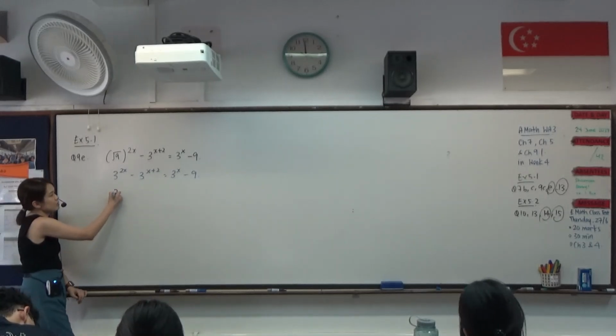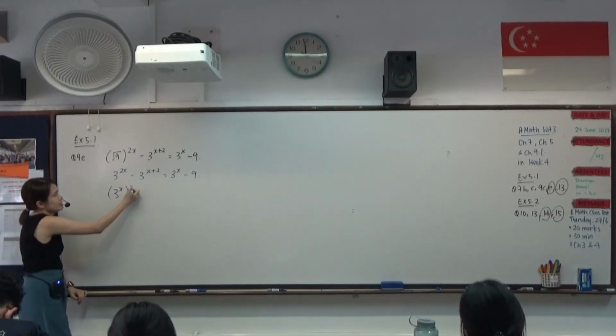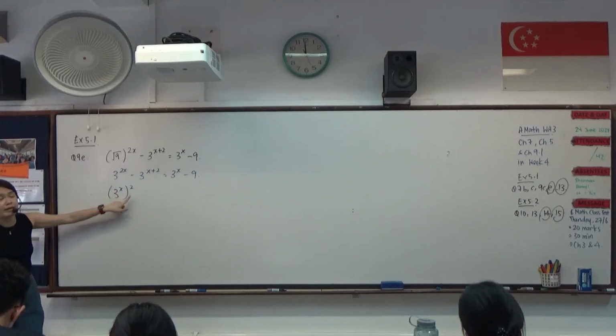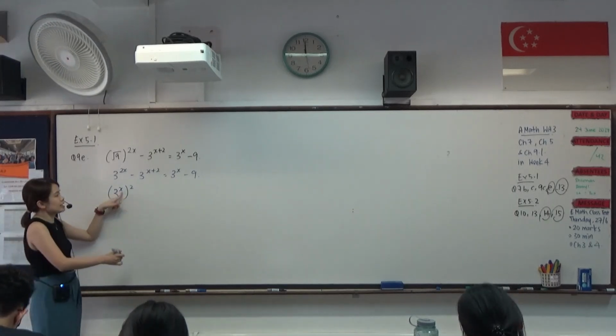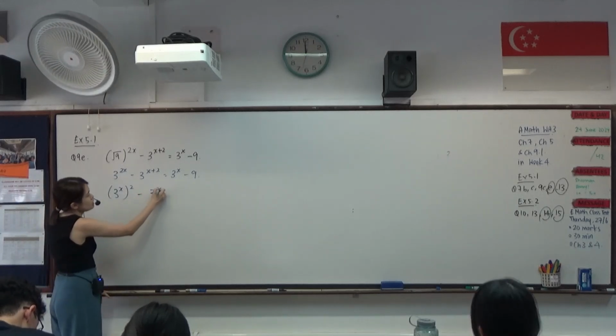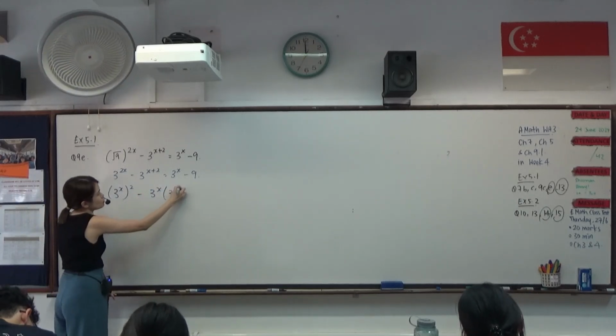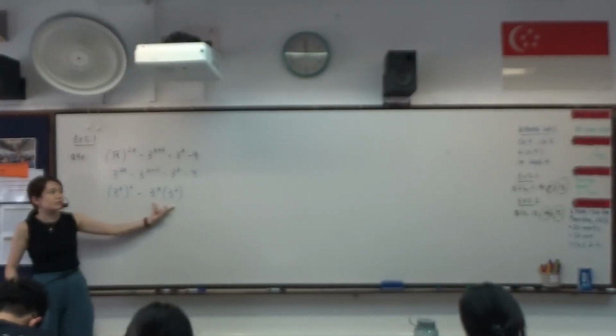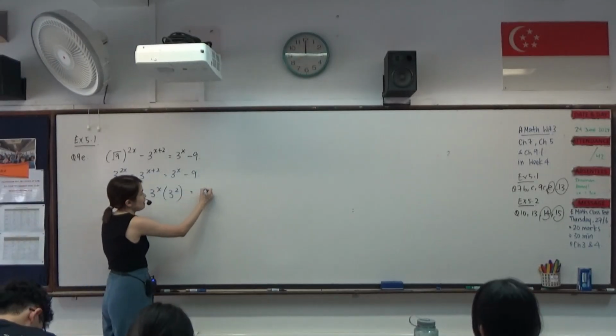Okay, but maybe before that you can change the way that it is expressed. 3 to the power of 2x is actually 3 to the power of x, then bracket square, because in this case it is x times 2, which gives us 2x. And this is 3 to the power of x times 3 to the power of 2. When I re-express this into this form by your indices law, then we have 3 to the power of x minus 9.